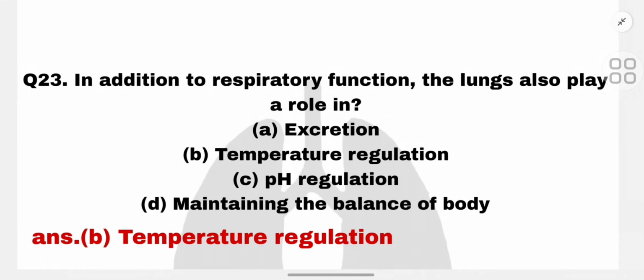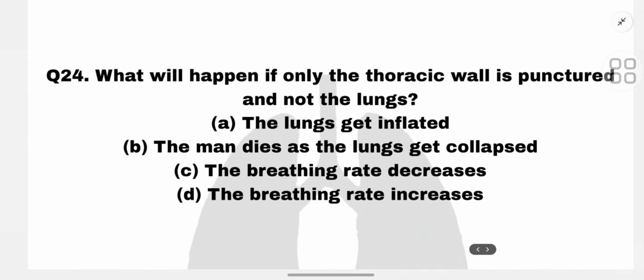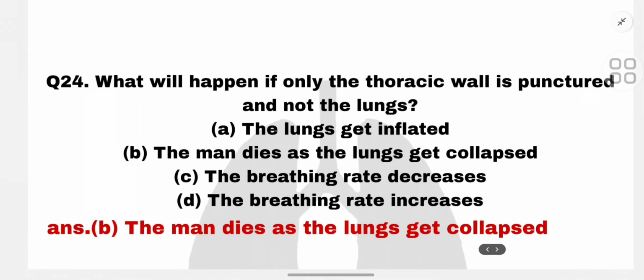Temperature regulation. So the next question is, what will happen if only the thoracic wall is punctured and not the lungs? A. The lungs get inflated. B. The man dies as the lungs get collapsed. C. The breathing rate decreases. D. The breathing rate increases. So the correct answer is B. The man dies as the lungs get collapsed.